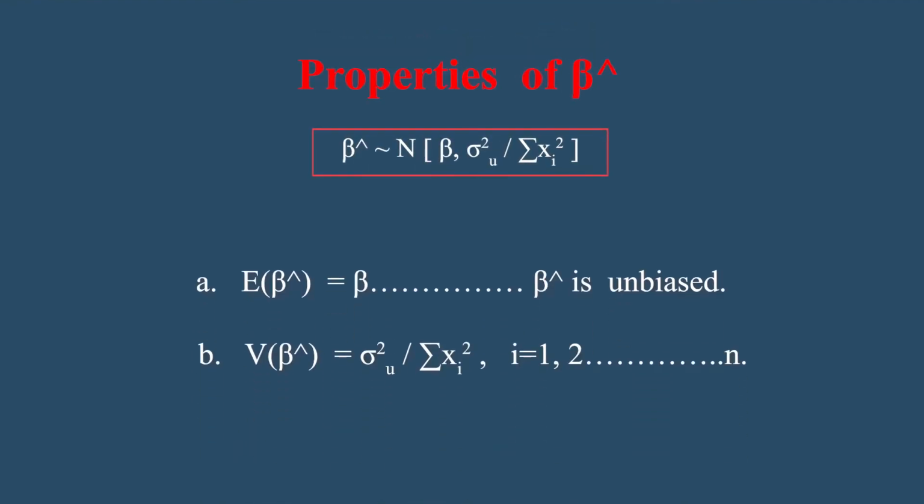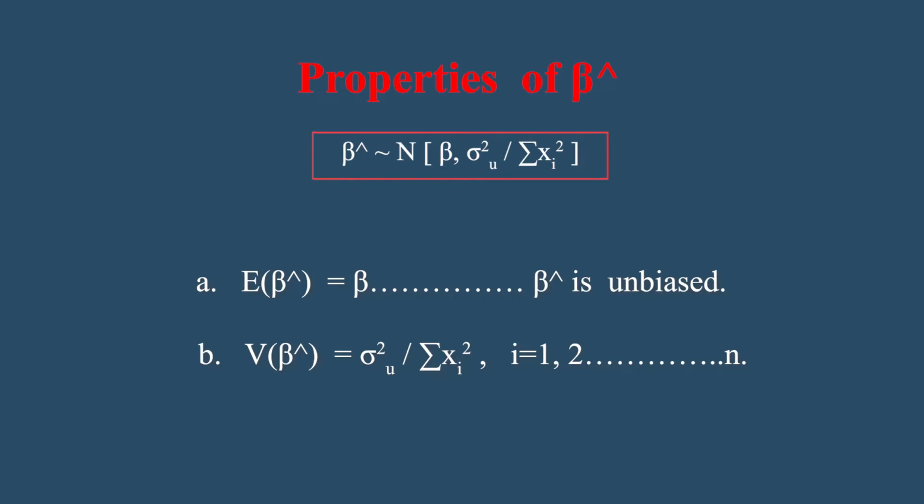So this goes back to the properties of the beta hat, which have already been taken up under ordinary least square regression. We say that beta hat follows a normal distribution, with the population parameter beta as its mean, because the expectation of the beta hat equals beta. According to the BLUE property, beta hat is an unbiased estimator of beta, and so beta hat is unbiased.